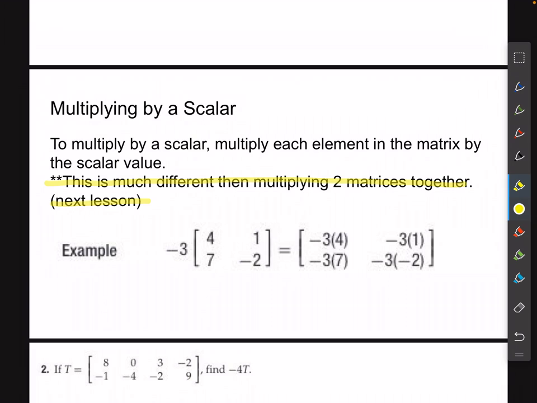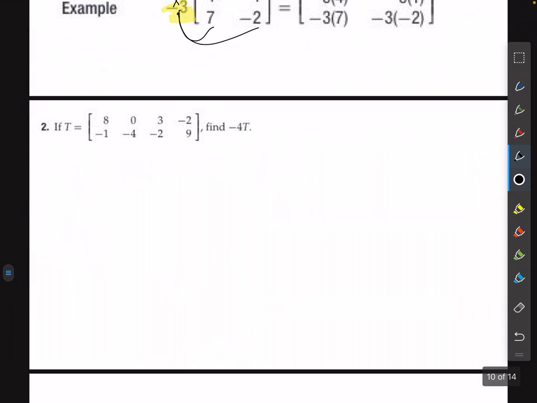Okay, so what that means is we're going to take a number out front, and we're going to multiply by everything inside. That's all it is when you multiply by a scalar. That's all they're doing here. So you have -3 times 4, -3 times 1. It's kind of like distributing, right? We're just distributing the scalar to each of the numbers that are in the matrix. Okay, so for 2, it says find -4t if t is equal to this matrix. So what they want us to do is take -4 and multiply it out by the whole thing. Okay, so I'm gonna set it up like that.